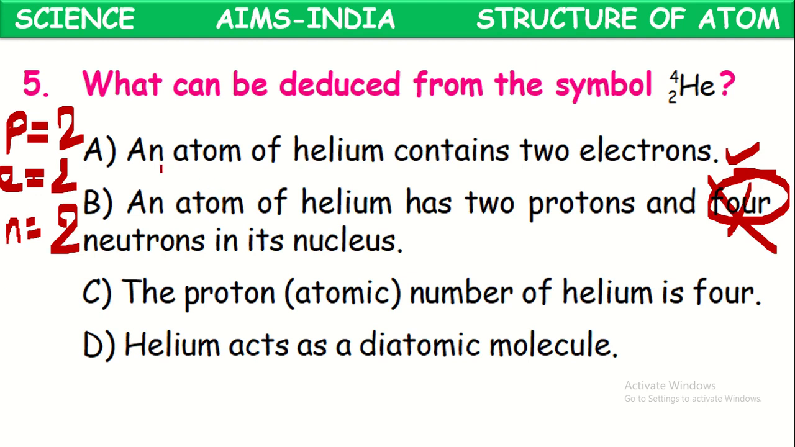Now see the options once again. An atom of helium containing 2 electrons. This is correct. An atom of helium has 2 protons. This is correct. But not 4 neutrons. Third option, so we can say it is wrong. The proton number of helium is 4. Is it correct? Proton number is 2, not 4. Helium acts as a diatomic molecule. No, it is a single atomic molecule. It is also wrong. The only correct answer is this.